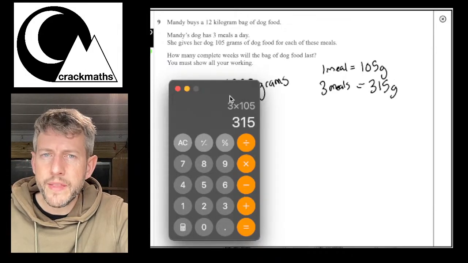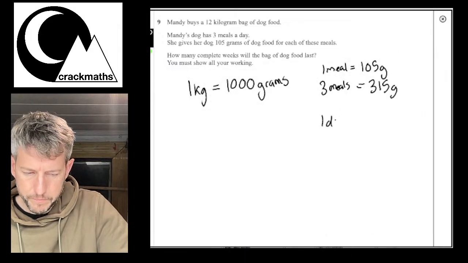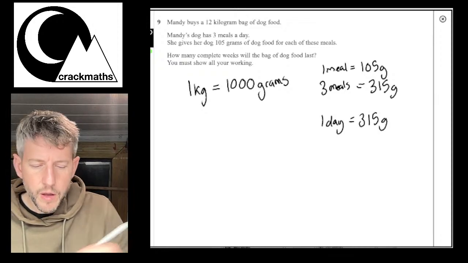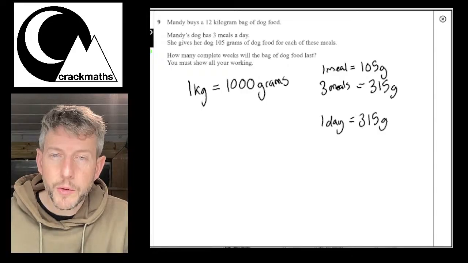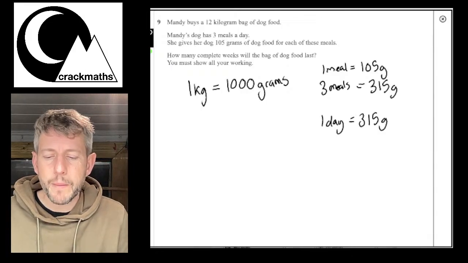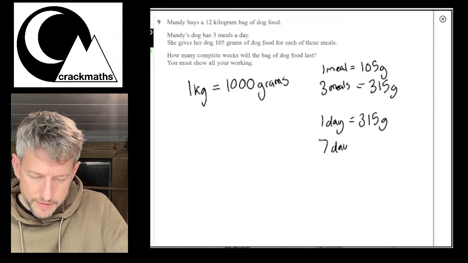Right, so we now know that 1 day takes 315 grams. Now what I want to do is, because the question is asking about complete weeks, I want to find out how many grams is a week. Okay, so I know that a week is 7 days.